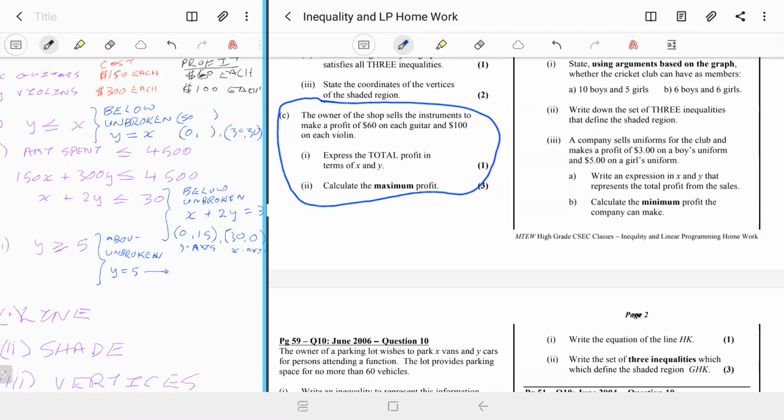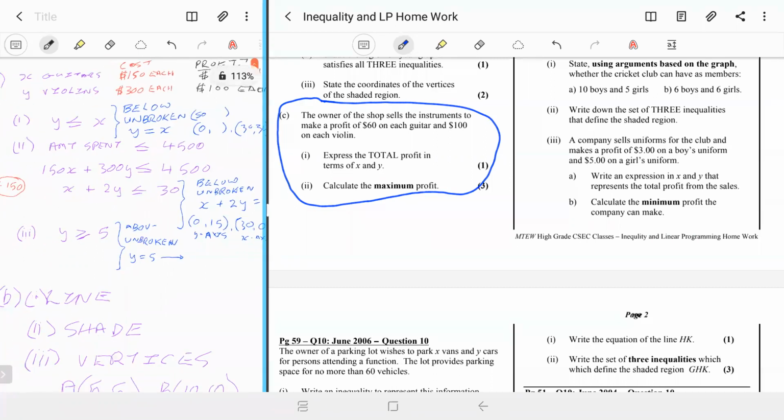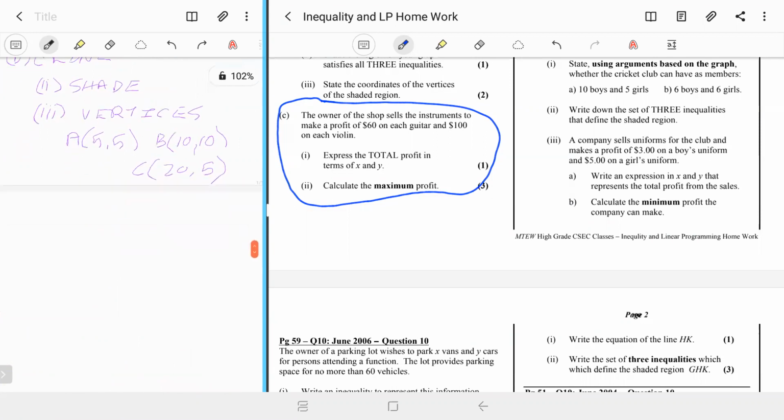All right, that is each. Don't mind the writing, this is the technology, but we're still learning. So what would it be if it's $60 on each guitar and $100 on each violin? Remember, he's doing X guitars and Y violins. Remember, 60 and 100. Let's write the expression for the profit down here.